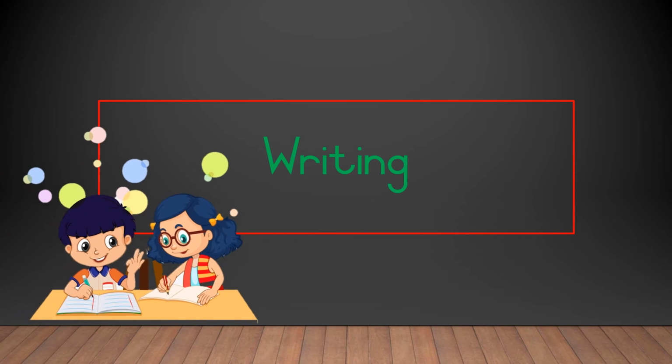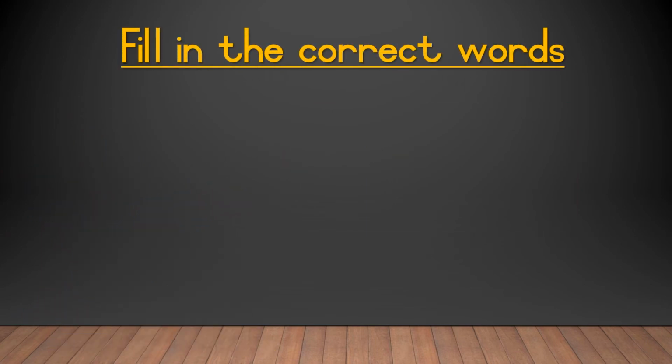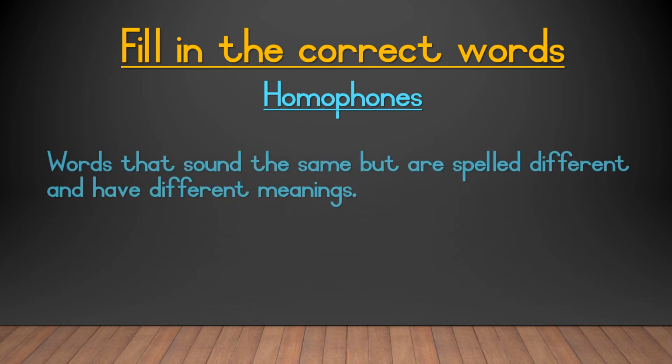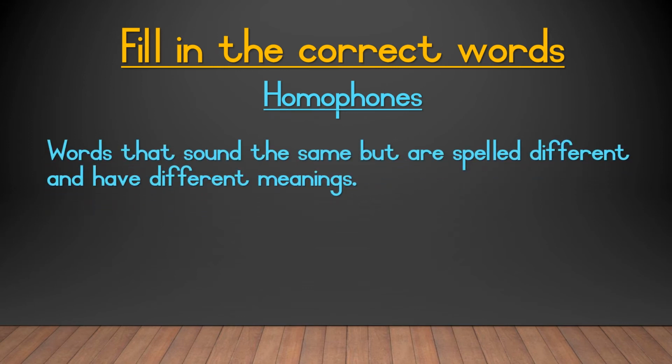The last part we are learning today with our English is writing. I want you to fill in the correct words. I will give you 7 words, which you're only going to use 5 words. But before we start with that, I first want to teach you a new concept. Homophones. Homophones are words that sound the same but are spelled different and they have different meanings. For example, hair and hare. One is a type of bunny and one is your hair on your head.